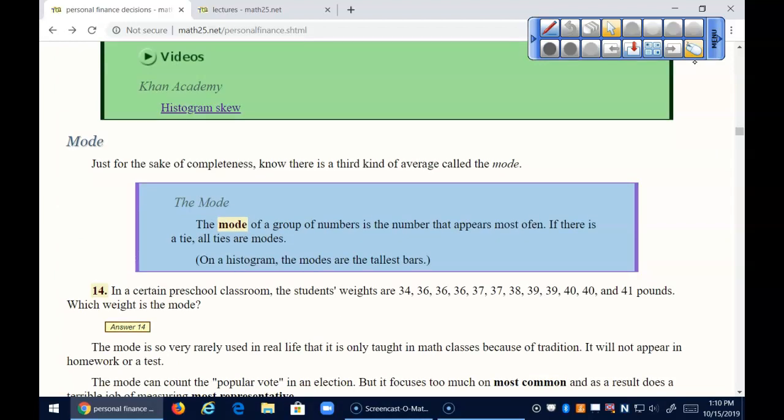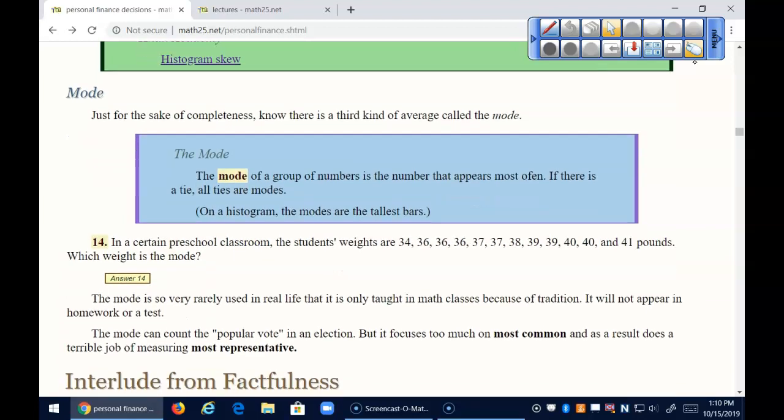Just for the sake of completeness, there's a third type of average called the mode. They're always taught together. You'll see things online or in older books, the mean, the median, and the mode. We never use the mode, so don't worry about this. The mode is just the thing that appears most often in the list. So this is great for voting, who's the class president. But in most life, when you're talking about average, you're not thinking about which one there are 4 of instead of 1 or 2. So the mode isn't really useful.